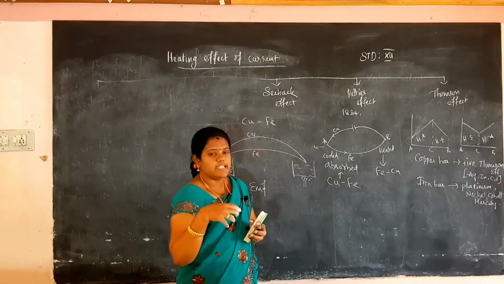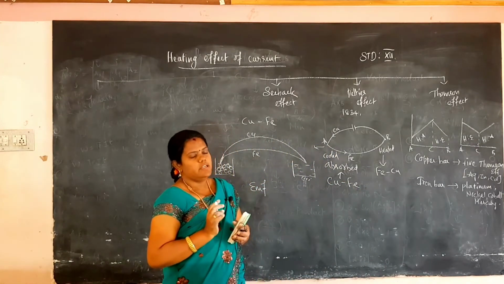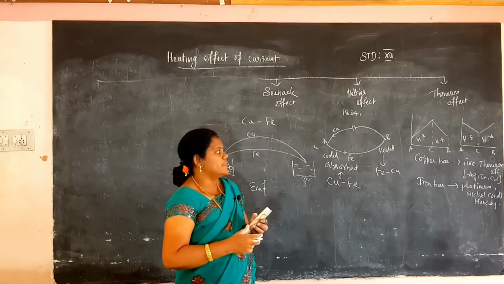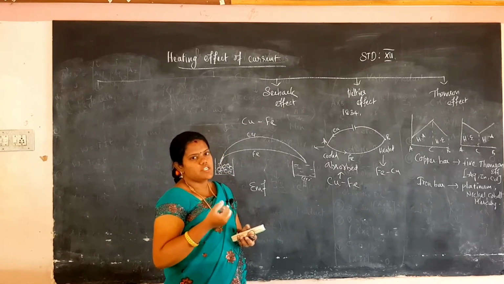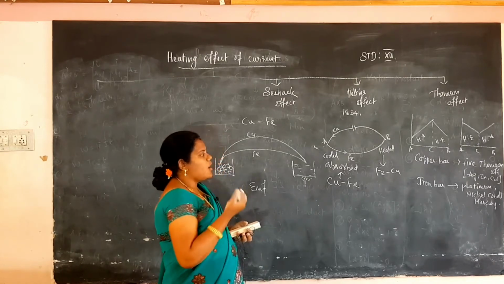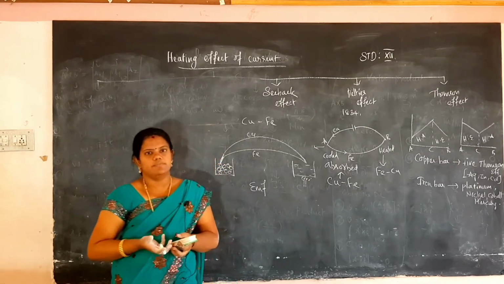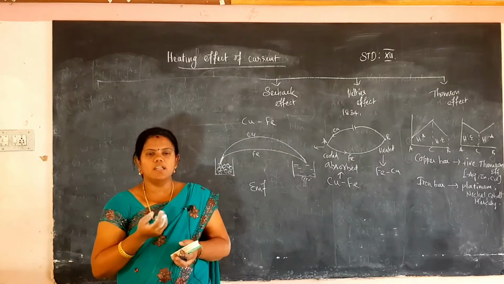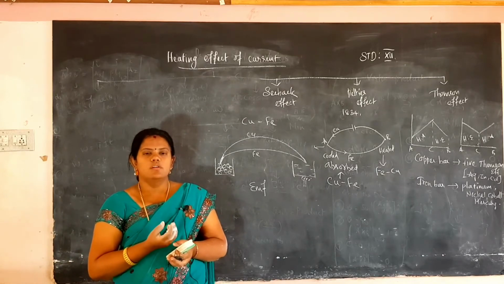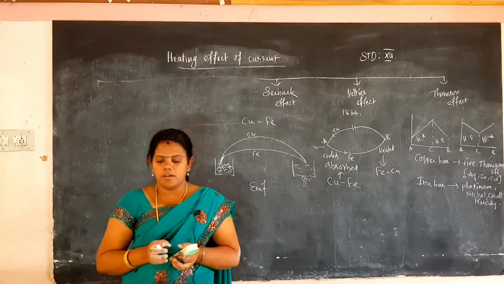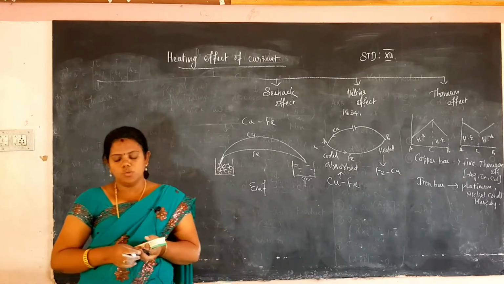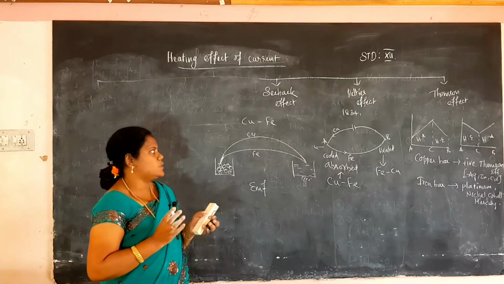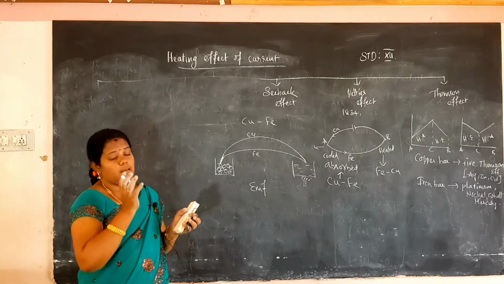The heat will be evolved so that the junction is heated. Where heat is absorbed, the junction is cooled. Where heat is evolved, the junction is heated. When heat is absorbed, what happens to the junction? It gets cooled. Because heat is reduced, the junction is cooled. So these two are explained by Peltier.